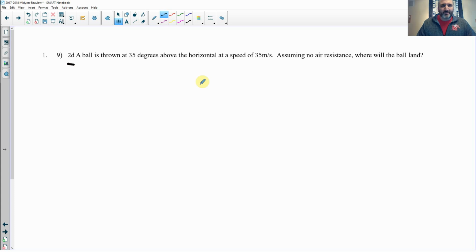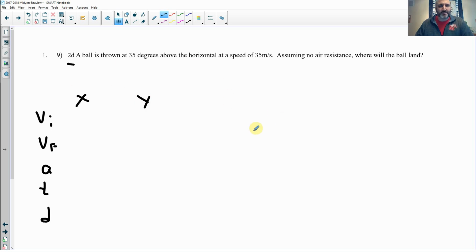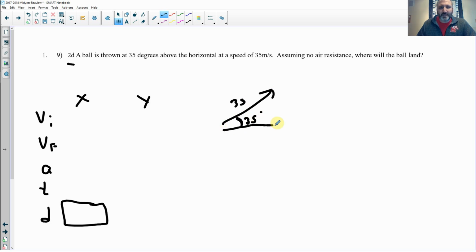Now we're into two-dimensional. So all of a sudden, my chart that I so nicely tried to make now has to have a second piece to it. We're dealing with X and Y dimensions. A ball is thrown 35 degrees above the horizontal at a speed of 35 meters per second. No air resistance, where's the ball going to land? So ultimately we want to know displacement in the X dimension. The angle is 35 degrees, that's how we're shooting it off.